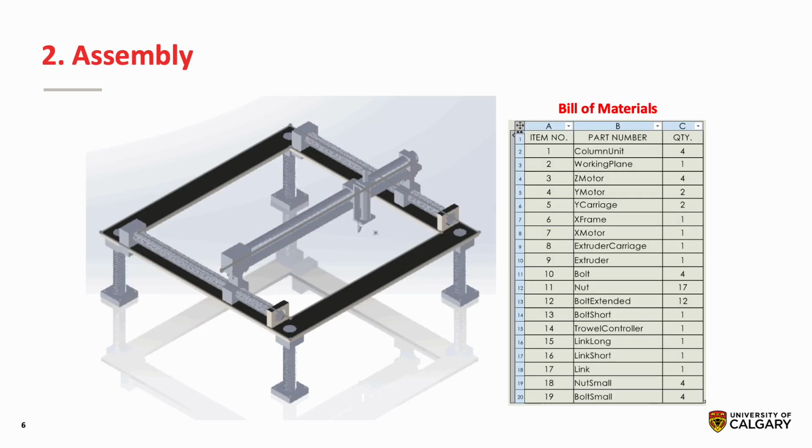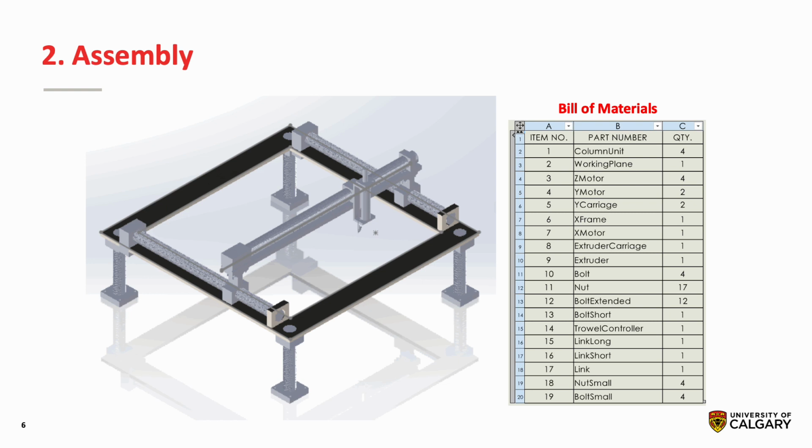The finalization of the parts modeling process enabled the project to proceed towards meeting its second project milestone, assembly. The procedure for assembly required the 4 column units to be first bolted into the floor. With the column units now secured, the 4 Z motor units could be installed on the column units. The working plane could then be set on top of the 4 Z motor units, and the 2 Y motor units could then be bolted onto the working plane component.